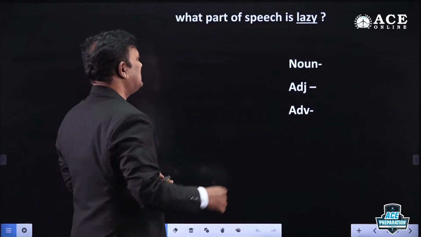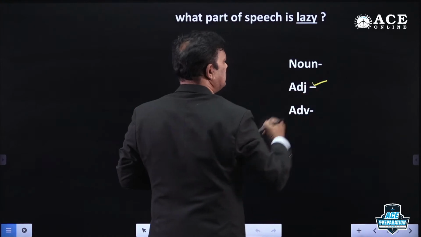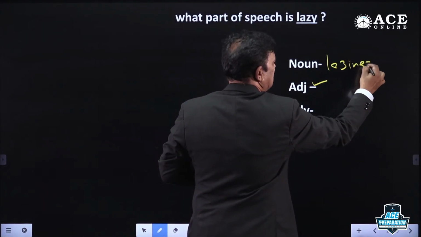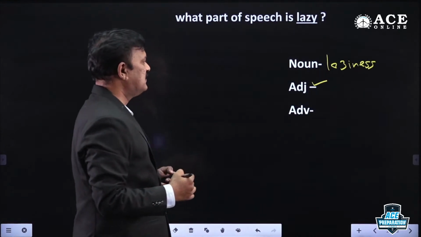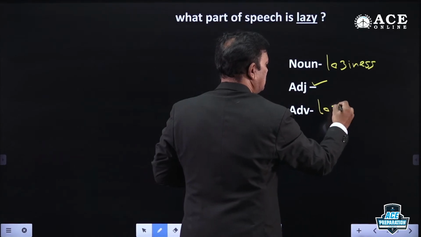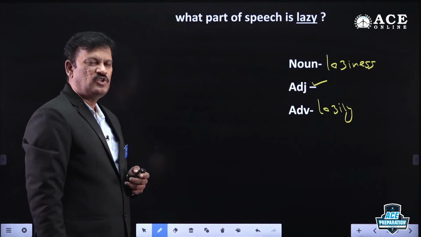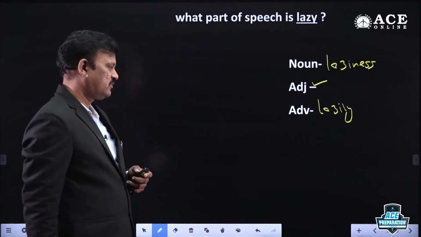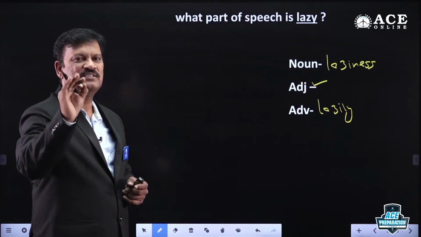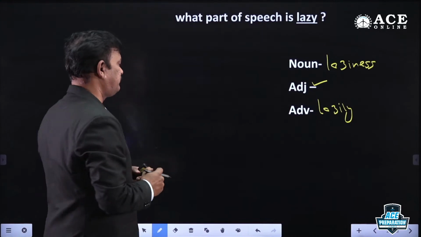What part of speech is lazy? Why? Adjective. Changing the suffix, laziness, and adjective plus ly, lazily. You know guys, I'll give you one point here. Why am I asking you to focus on this? To spot some errors. Look at this. I'll tell you the purpose, maybe you can focus more.